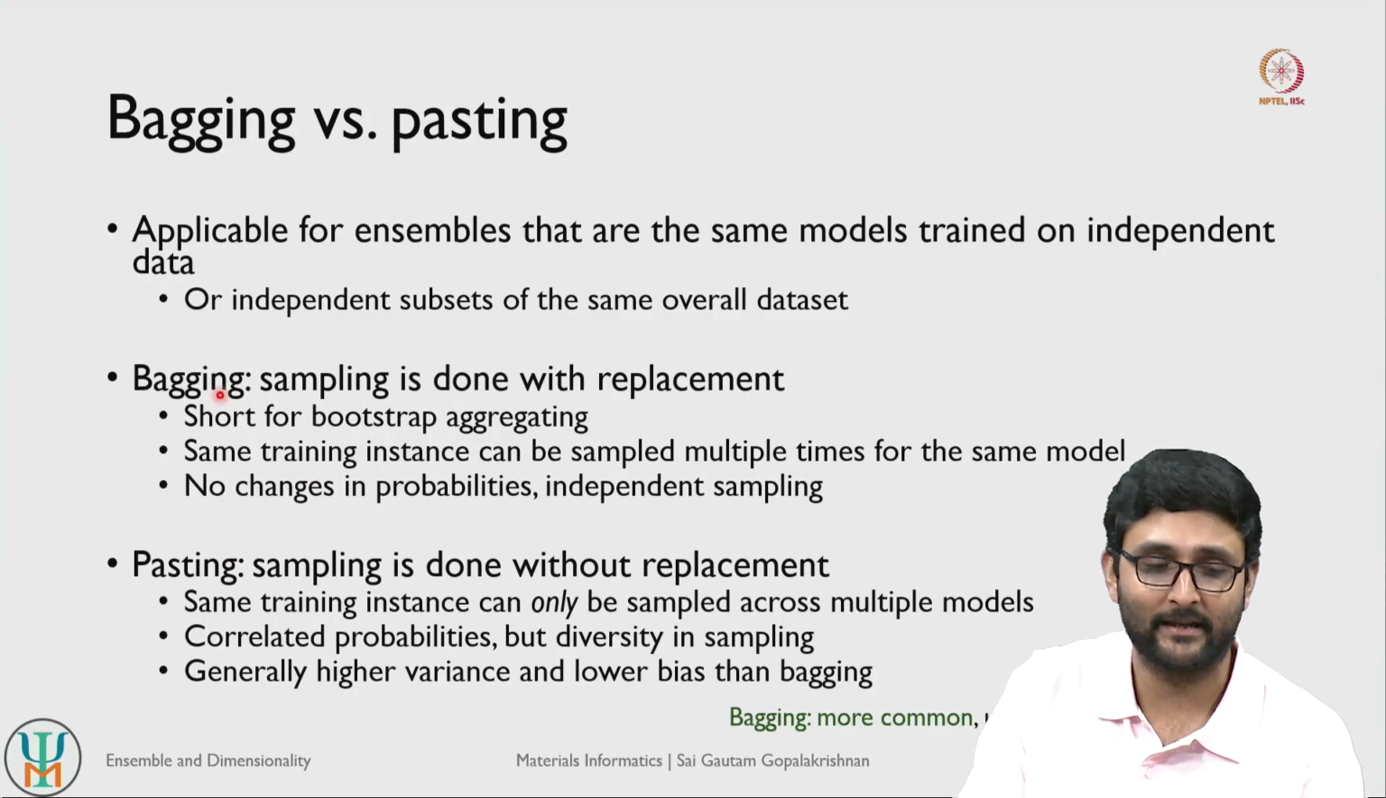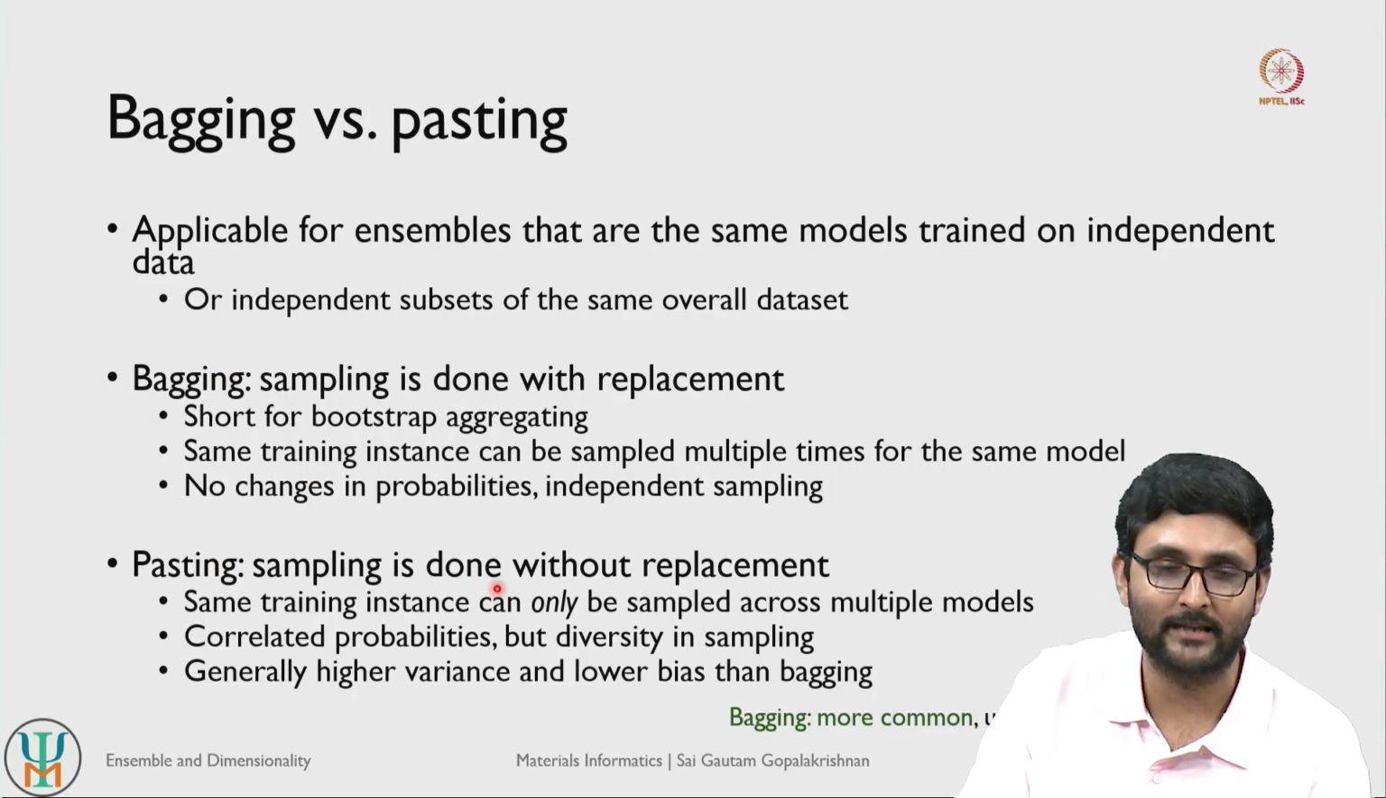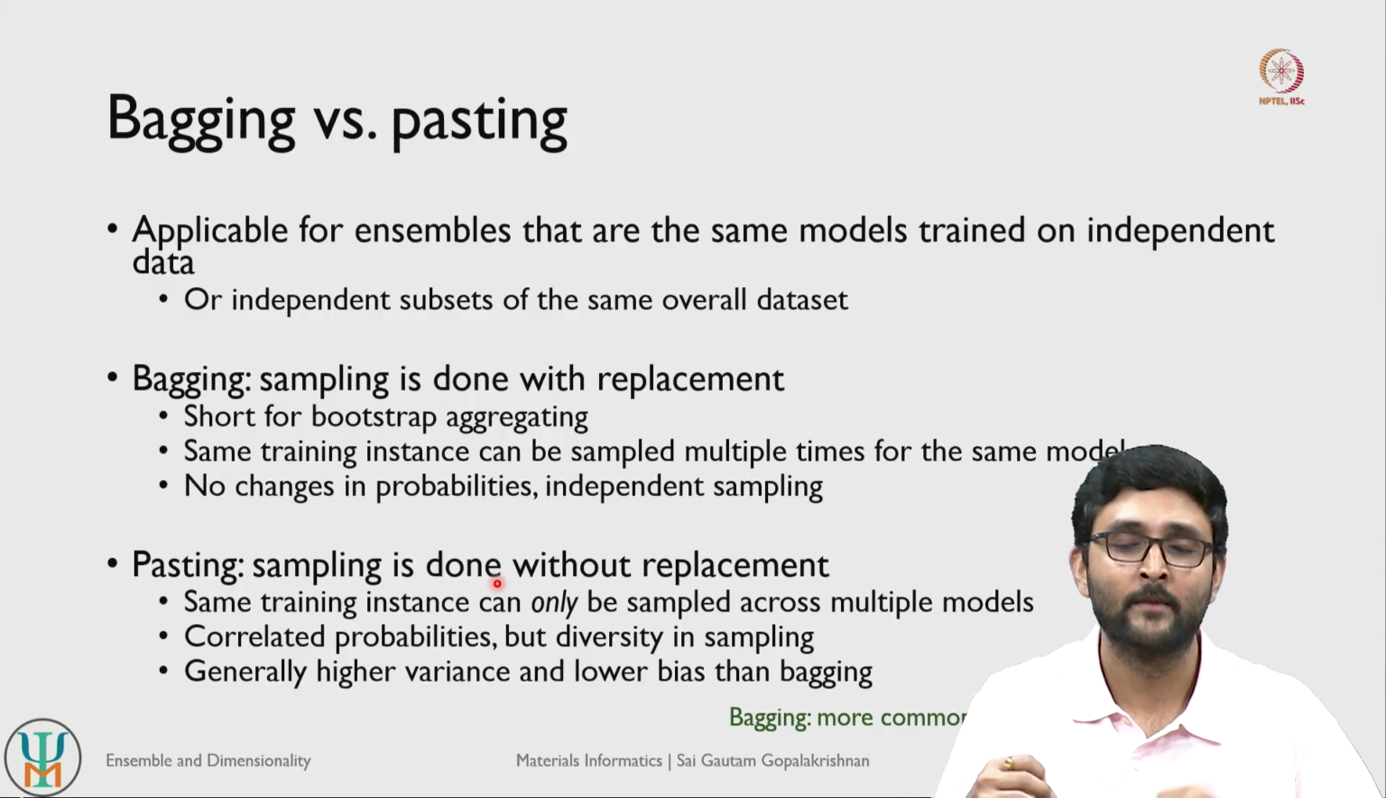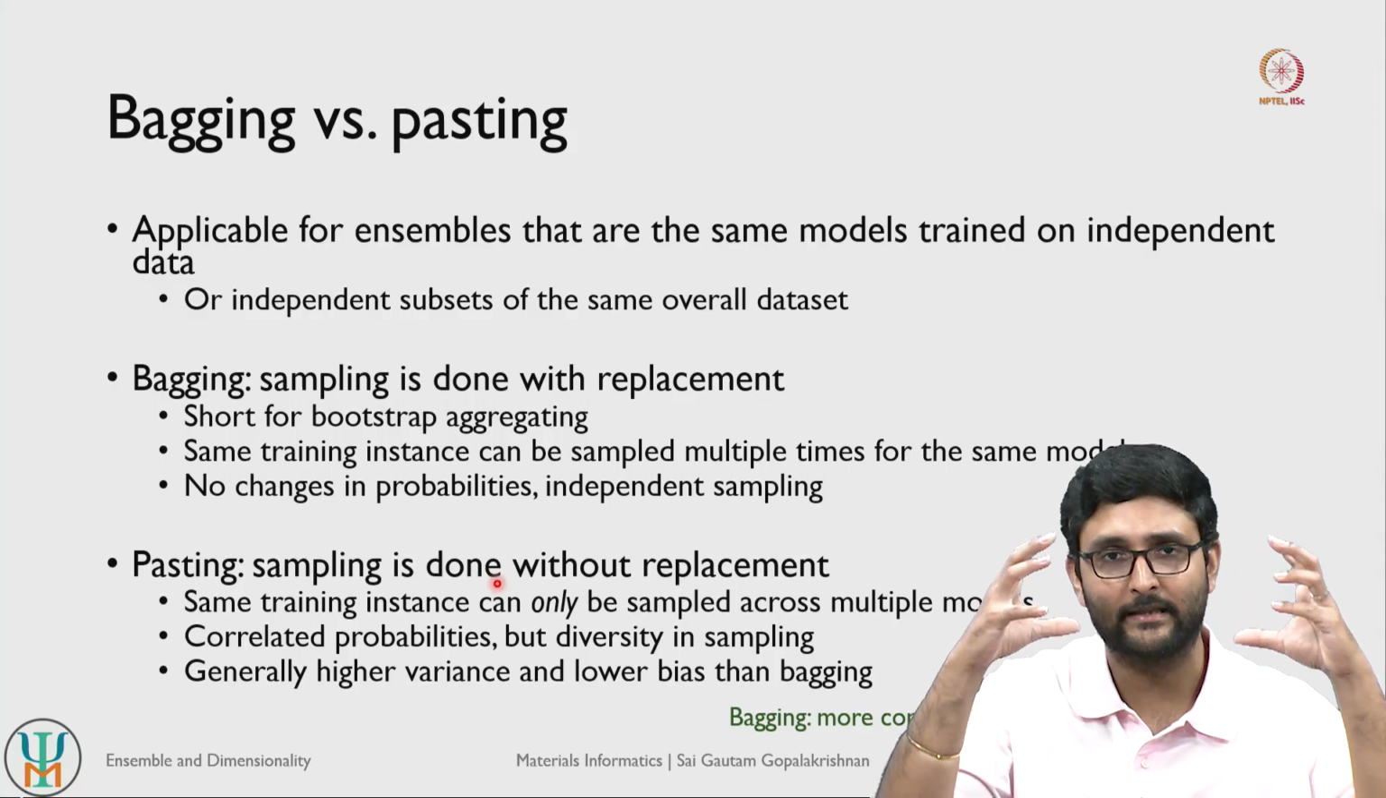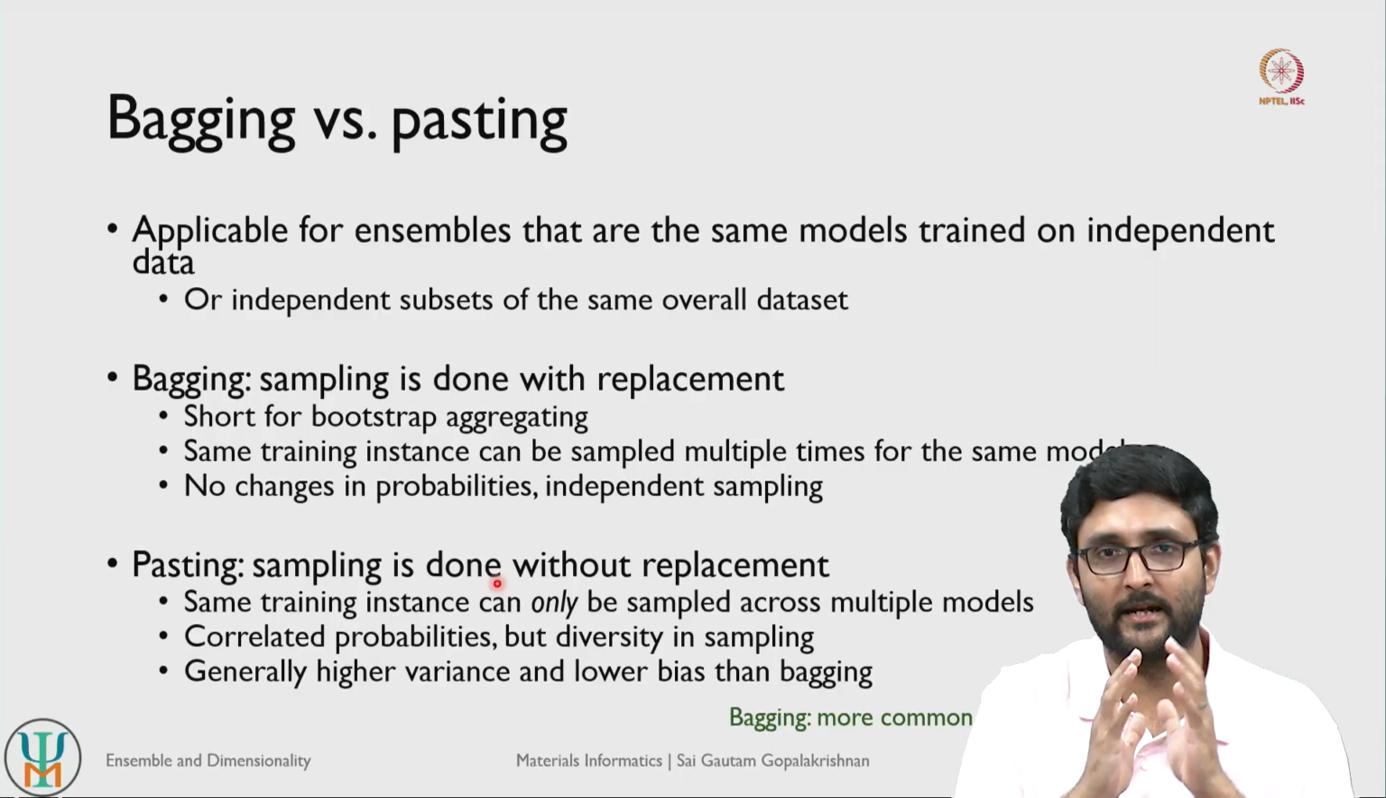Pasting is the opposite of bagging, where your sampling is done without replacement, right. So once again, if you take the 100 data point sample and you want to create a 20 data point subset, right.